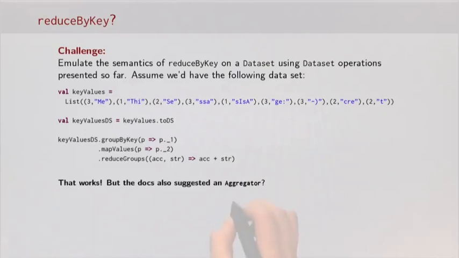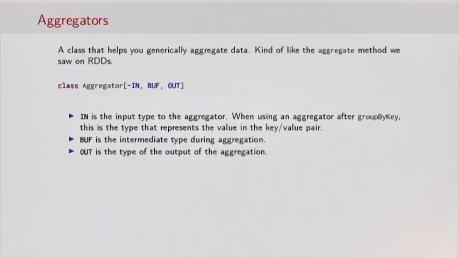But the docs also suggested this weird aggregator thing here. What is that thing? So an aggregator is a class that helps you generically aggregate data. So you'll notice that some of the aggregation functions that you'll be able to choose from are very specialized, and you don't have the ability to create your own aggregation function. So this aggregation class here is supposed to let you do that. And actually, if you think about it, it's kind of like the aggregate method that we saw in RDDs, because it will give you a couple of functions that would look just like the two functions and the zero that we would pass to the aggregate method on RDDs.